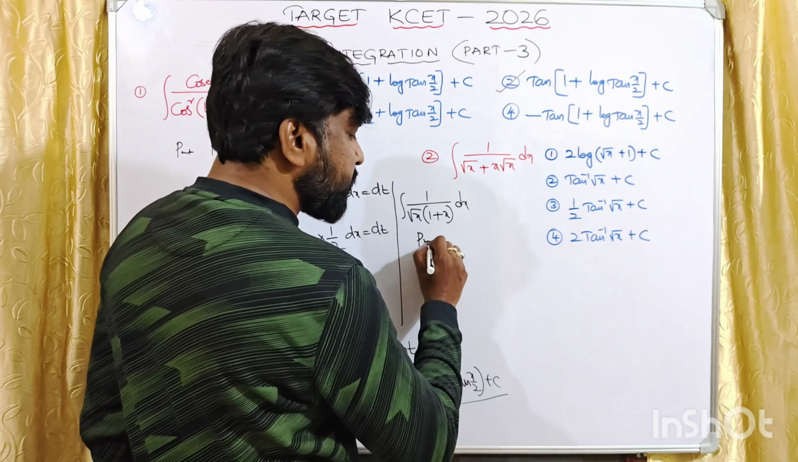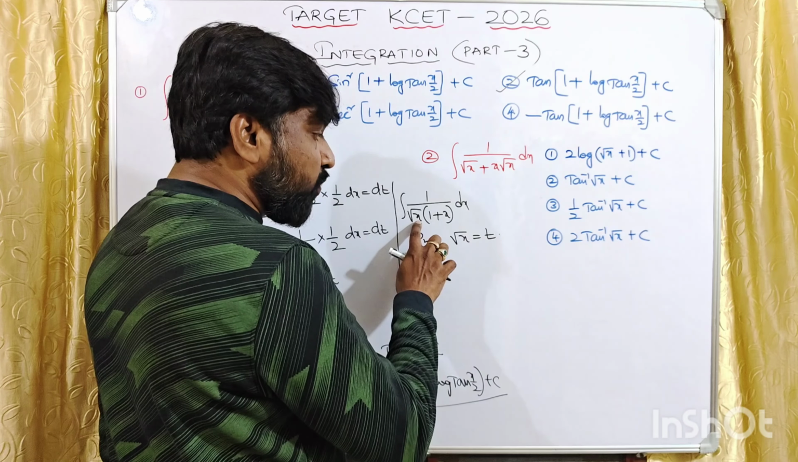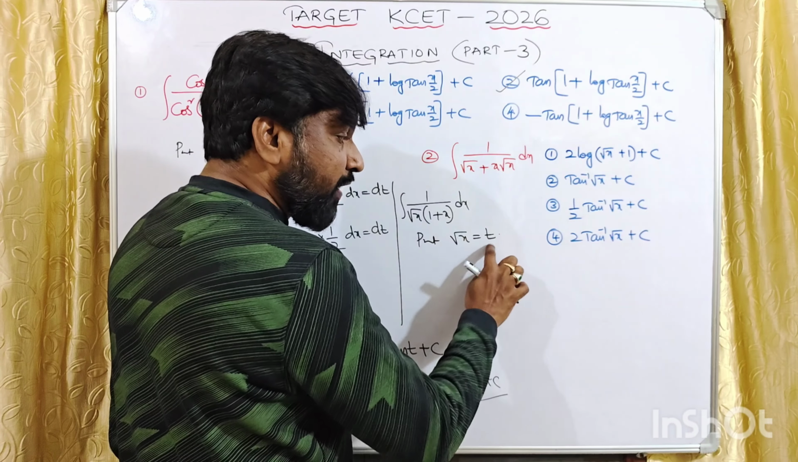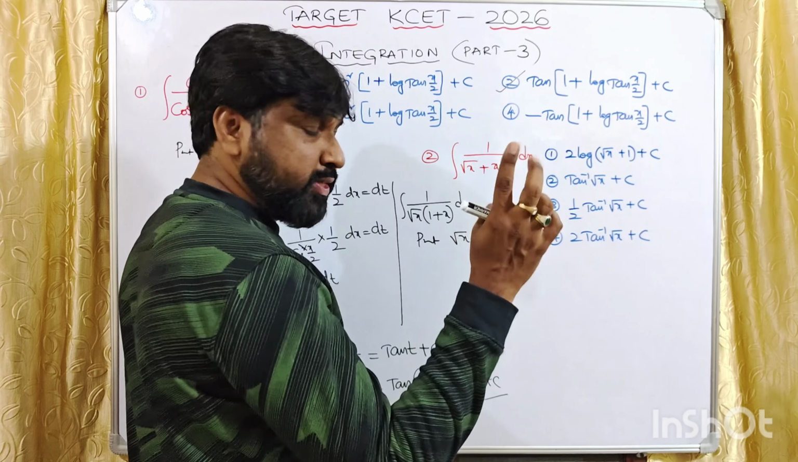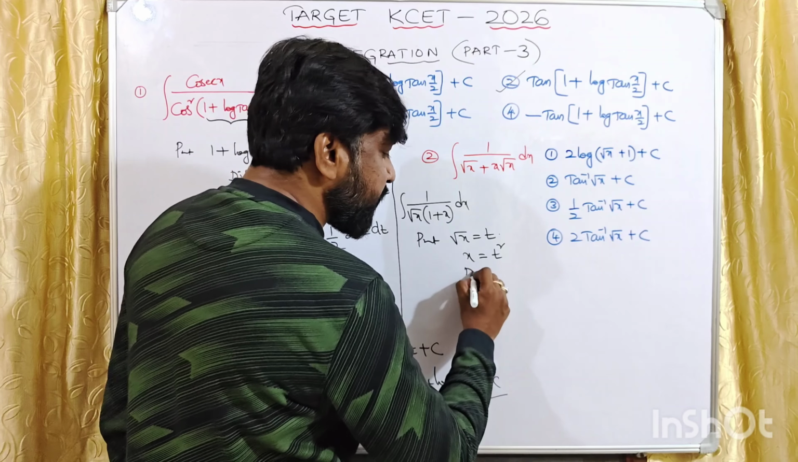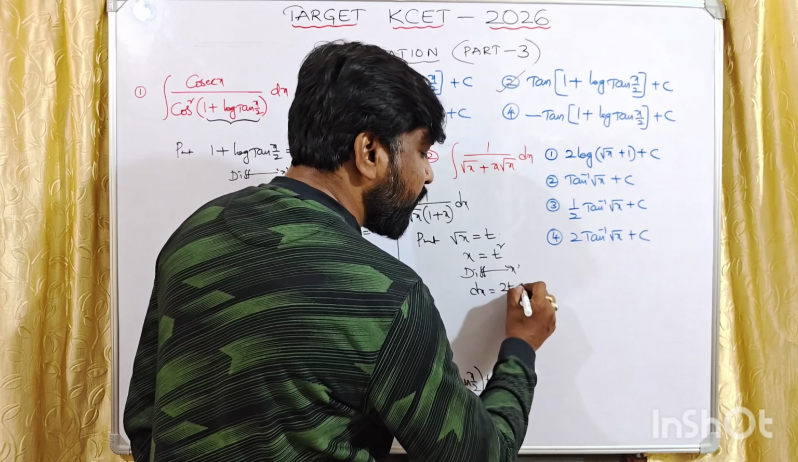So I want to put root x is equal to t. If you apply squaring on both sides, why? Because here root x I called as t, but here x is required. So x required means when you are going to get x, if you apply squaring on both sides, x is equal to t squared. Now differentiate with respect to x. Derivative of x is dx, derivative of t square is 2t dt.